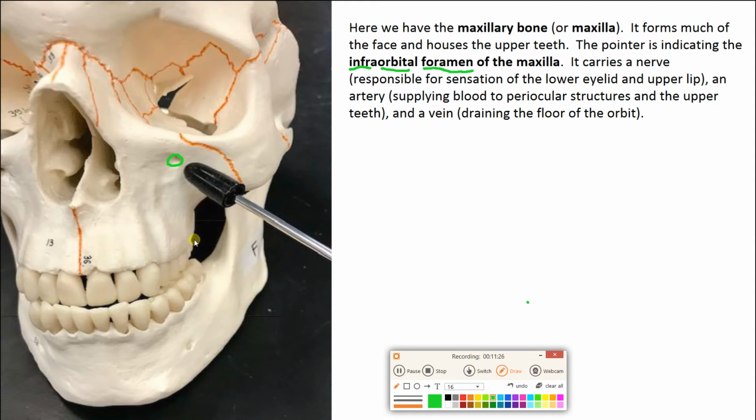You've got nerves going to the upper lip and the lower eyelid. You've got blood vessels. There's an artery that flows through there that goes to stuff around the eye, so periocular things. It goes to your upper teeth as well. There's also a vein that runs through there that drains the floor of your orbital cavity. So all important things running through that little passageway.